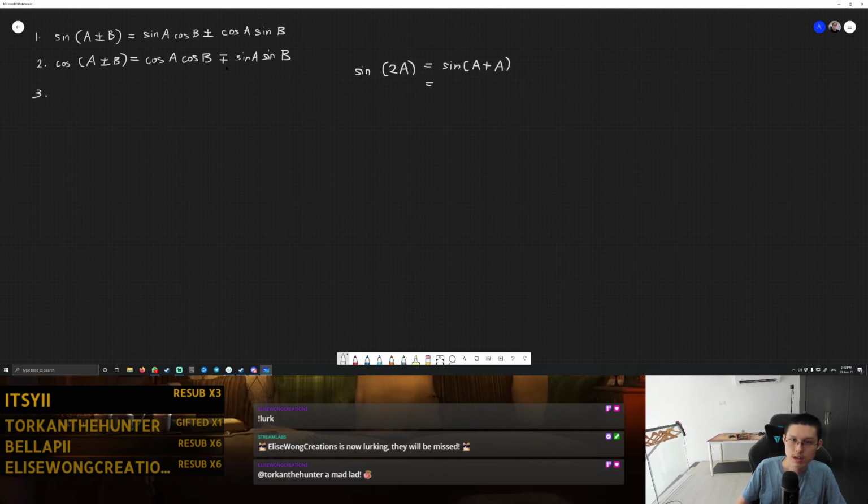So using the sine addition formula, we can write this as sine A cos A plus cos A sine A. And then this is actually 2 sine A cos A. And that is your double angle formula for sine. And we're done. That's it.